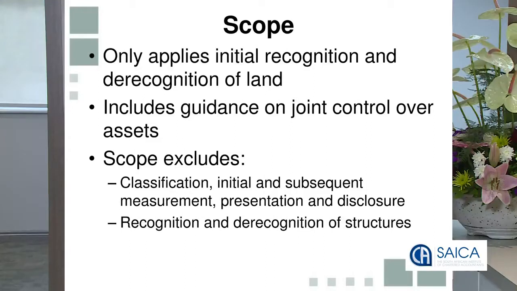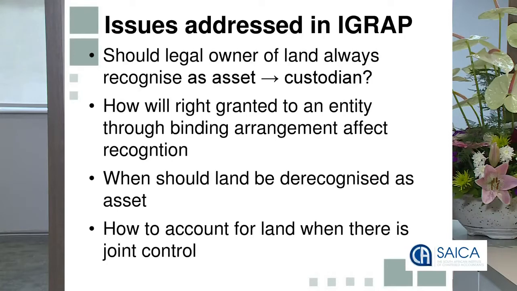The proposed interpretation also provides guidance on joint control over land. What is excluded from the scope is the classification, initial and subsequent measurement, presentation and disclosure of land. Specifically because this interpretation deals with the point at which land should be recognized and derecognized from your statement of financial position. In accordance with the standards of IGRAP, the guidance indicates that land should be accounted for separately from buildings and other structures. And as a result, this interpretation also does not deal with the recognition and derecognition of structures. So what issues are addressed in the proposed IGRAP?